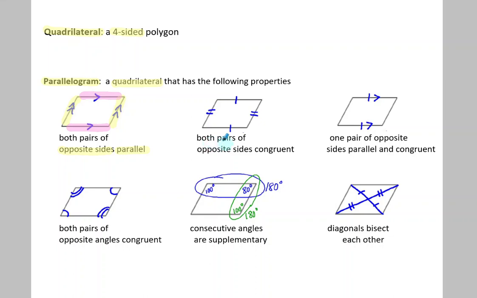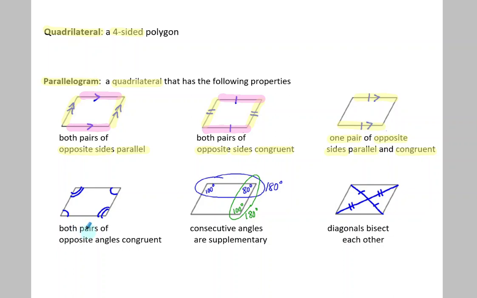Similarly, we have both pairs of opposite sides that are congruent. Notice the difference between those marks and those marks. Whereas these are parallel arrows, these are congruent hash marks to show that this length is the same as this length and this length is the same as this length, or the opposite sides are congruent. Also, if we just know about one pair of opposite sides, they have to be both parallel and congruent. Notice the parallel arrows and the congruent hash marks on the one pair of sides.